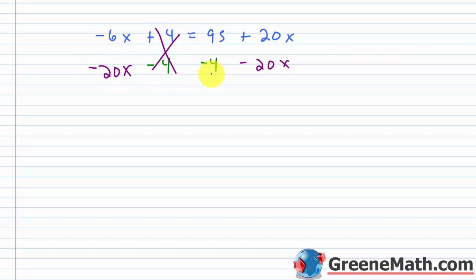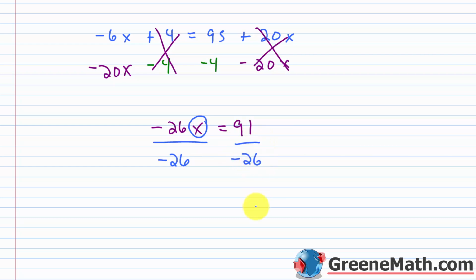So this is going to cancel, and this is going to cancel. Negative 6x minus 20x is negative 26x. And this equals 95 minus 4 is 91. So to solve this equation for x, I'm just going to divide both sides of the equation by negative 26, since negative 26 is what is multiplying x. Now, we will not get an integer or whole number here. We're going to end up with a fraction as an answer.